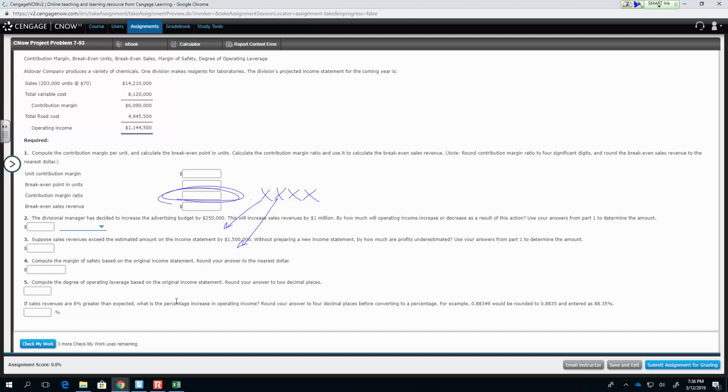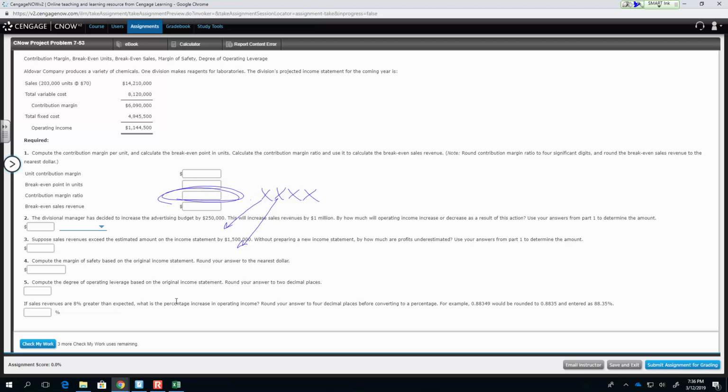In question 2, I have it memorized because I get lots of questions on questions 2 and 3 from students. In question 2, the sales are going up $1 million. We know how margin works, right? For every dollar of sales, I'm going to get this many cents. So my margin's going to go up if I have more sales.